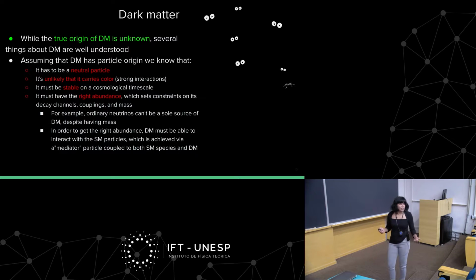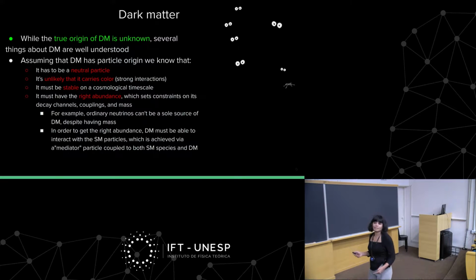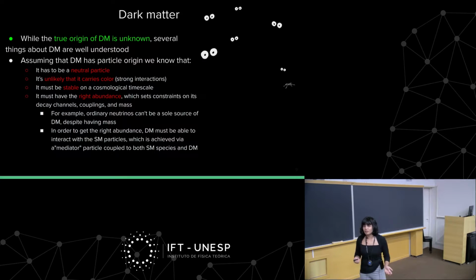So we know that it is neutral. We know that it doesn't have any color. We know that it has to be stable on a cosmological timescale. And we need to have the right abundance, so that sets constraints on the decay channels, the couplings, and the masses if you have any proposed dark matter candidate.